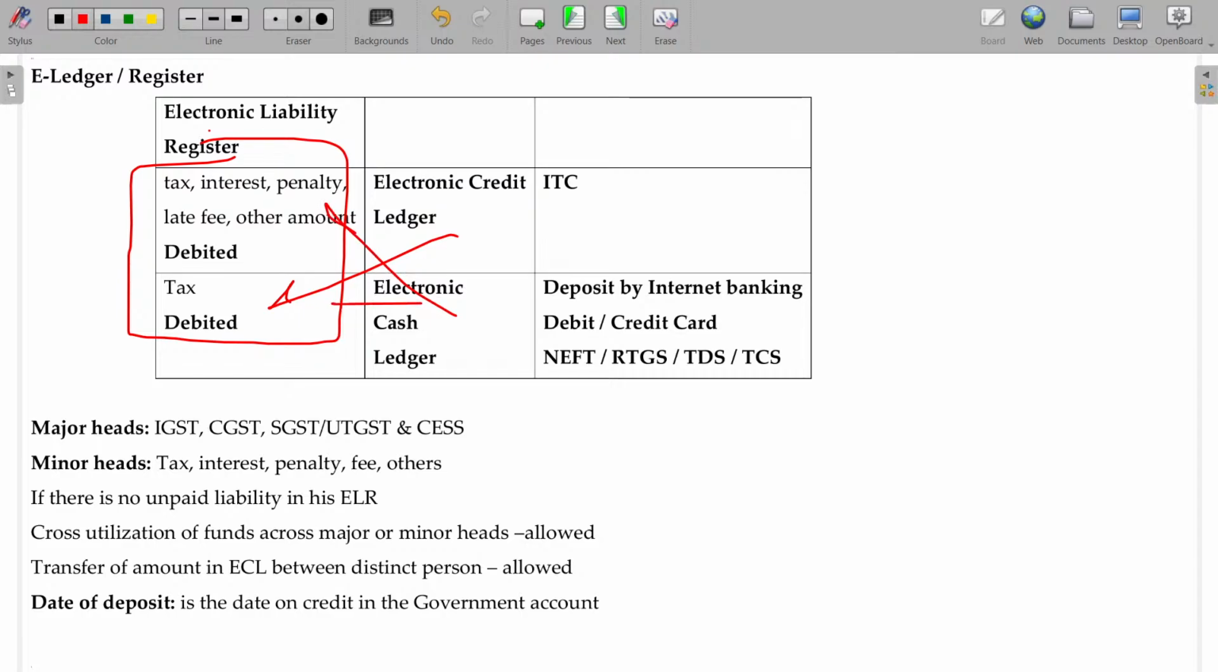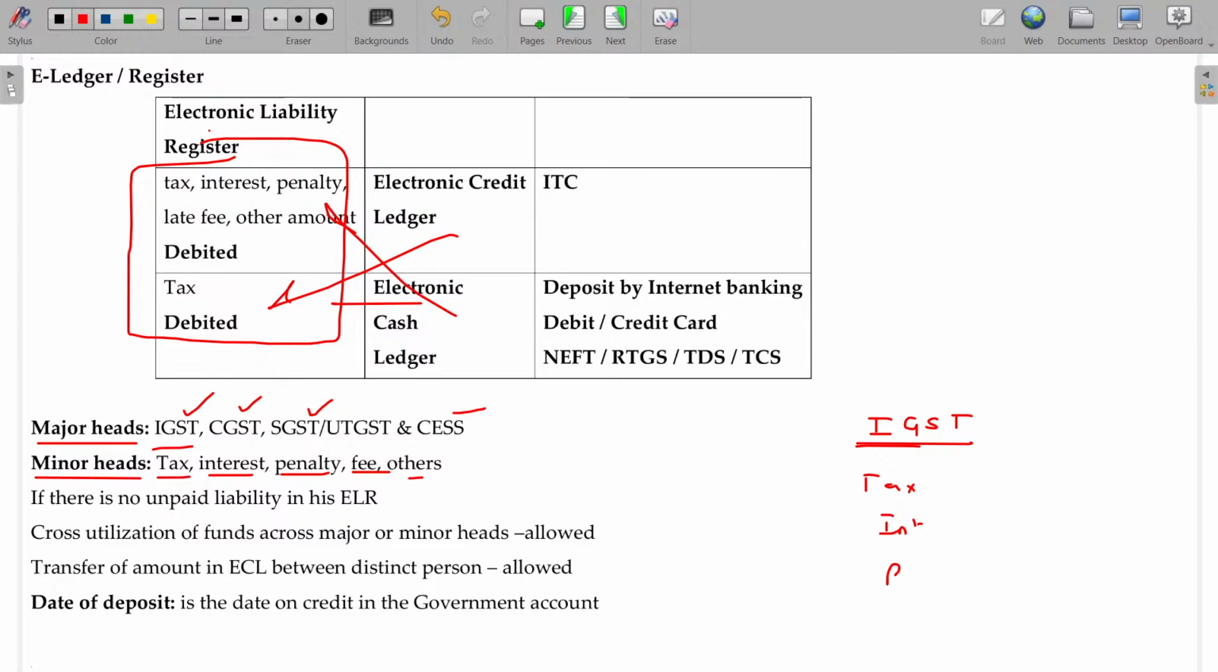Is that okay? Now you have to understand the major head and minor head. Major heads: if you are operating in 2 different states, you need to have IGST, CGST and SGST for state 1, SGST for state 2, and cess. These are the major heads you have. Within IGST, you have tax, interest, penalty, fee and others. For what are you paying this money? You are paying to the central government, IGST. Okay. For what? Tax, interest and penalty.